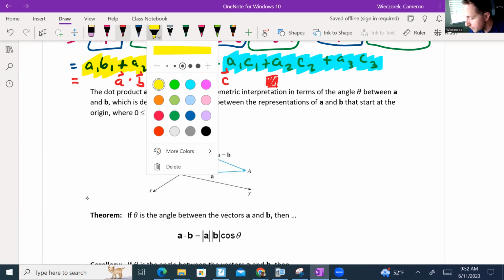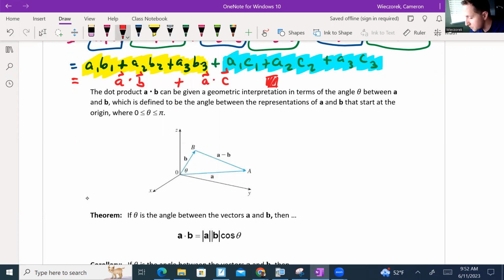You could also think of it as a measure of how perpendicular the two vectors are. We'll see in a little bit, there's a special value that always comes out when the two vectors are perpendicular to each other. So think of it as a measure of how closely the two vectors lie next to each other, how perpendicular they are.